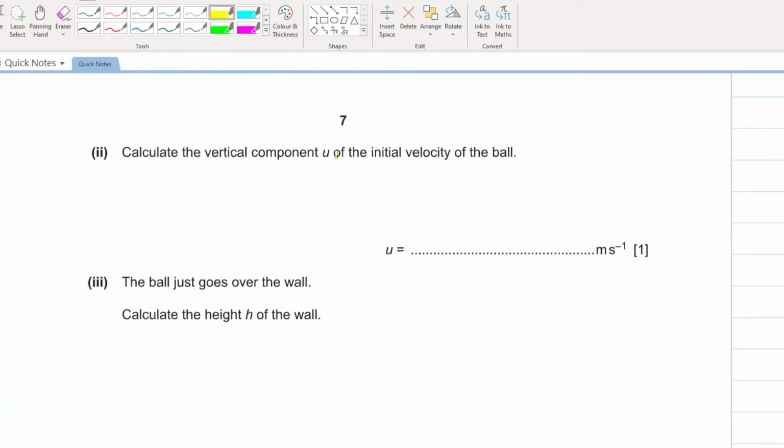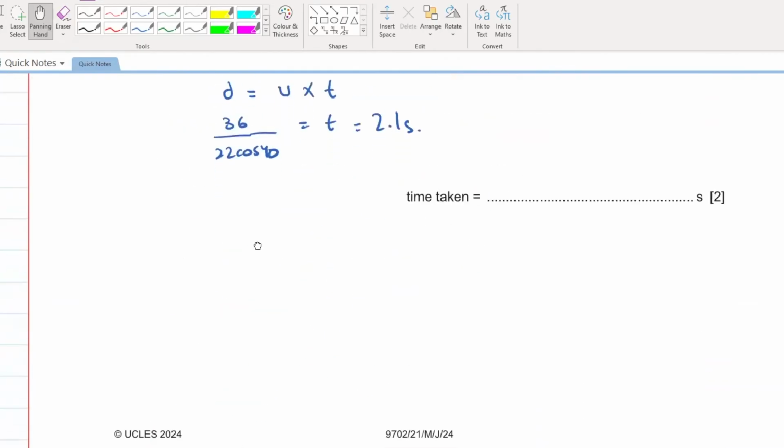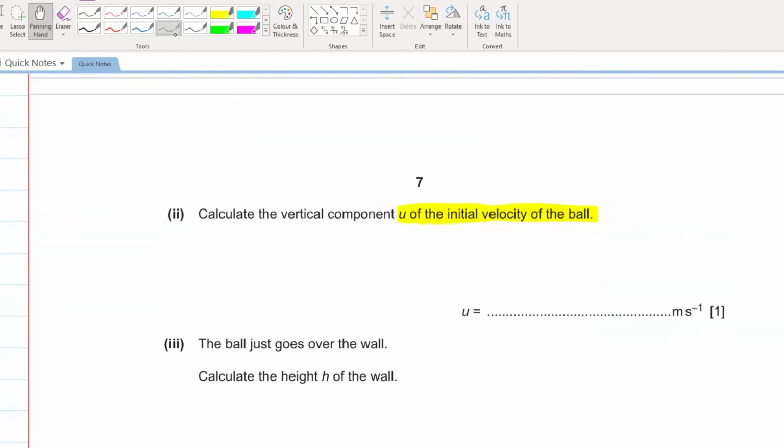Okay, calculate the vertical component u of the initial velocity of the ball. We have already done that. The vertical component of velocity is 22 sin 40. Let's write it here. 22 sin 40, what does this come out to be? Yes, it equals 14 m/s. The ball just goes over the wall. Calculate the height h of the wall.